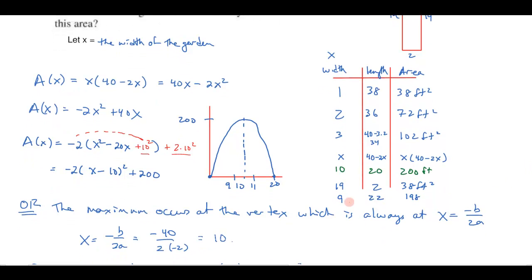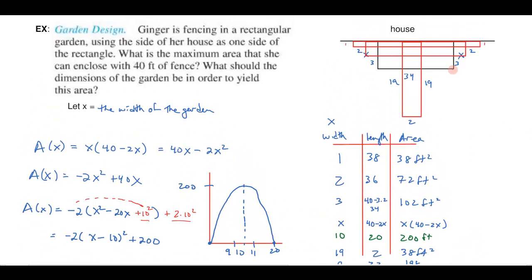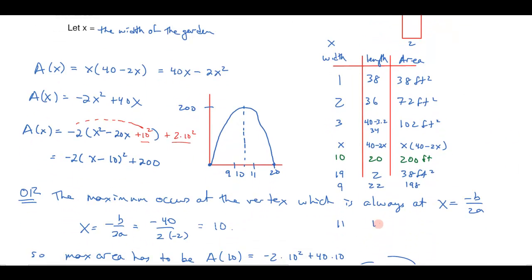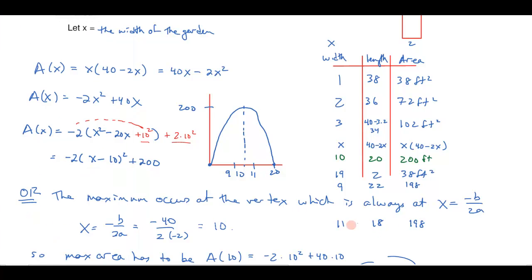I could also try it at 11. Need a little more room here. It's kind of in the way, isn't it? Well, I'll put it down here. So if x was 11, then I would have 11, and 11 is 22, and that would leave me 18 for the width. So if I had 11 times 18, I wonder what that area would be. Let's try it. So 11 times 18 is, well, how about that? It's also 198, right?